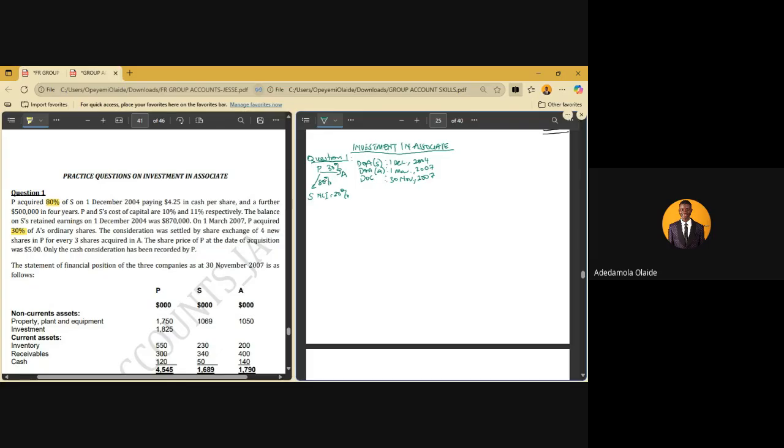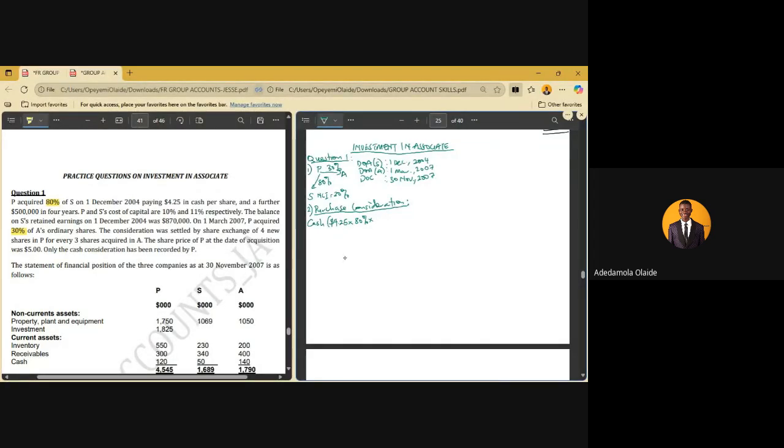So without wasting our time, we go to the next information. We need to calculate the purchase consideration. What are the types of purchase consideration we have for the acquisition of S? We have cash consideration, which is $4.25 multiplied by 80%, because they said they are paying 4.25 per share.